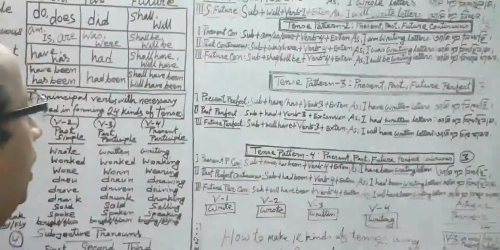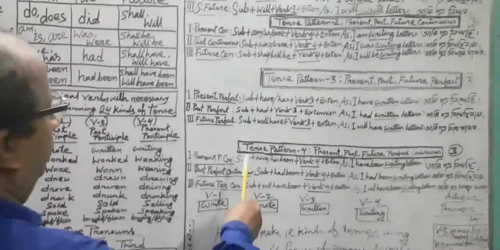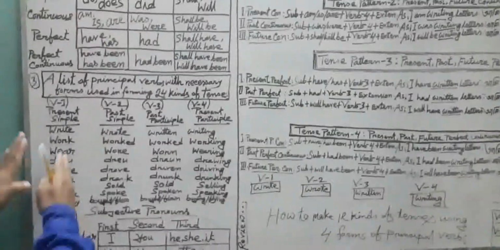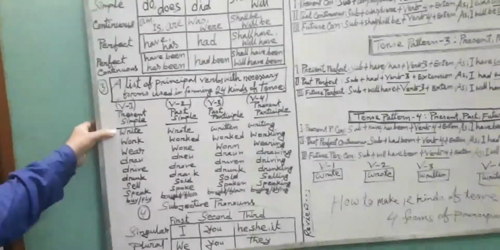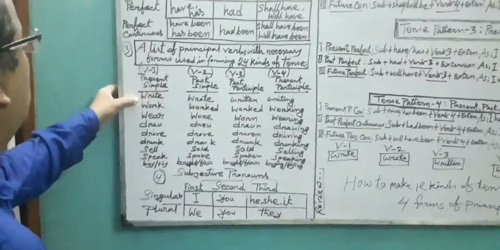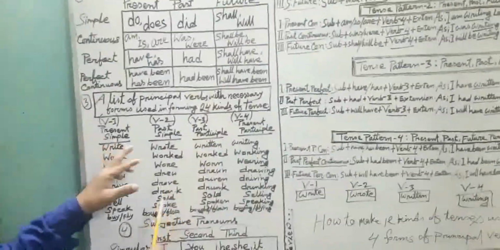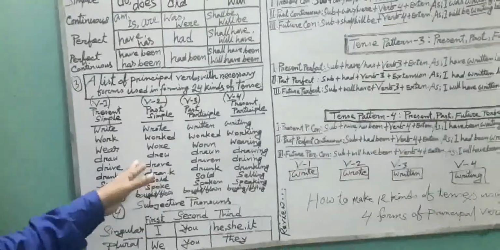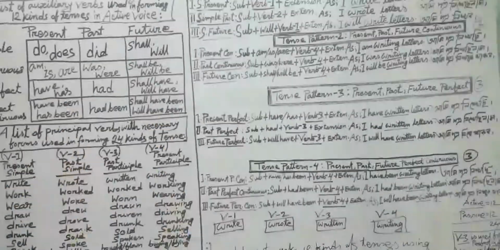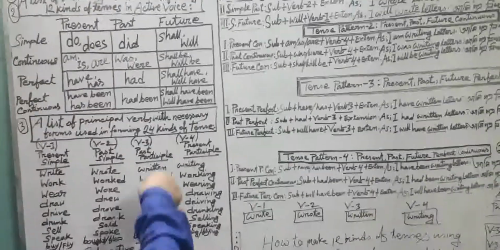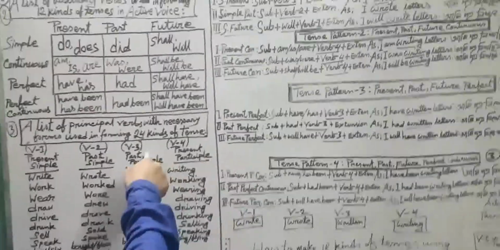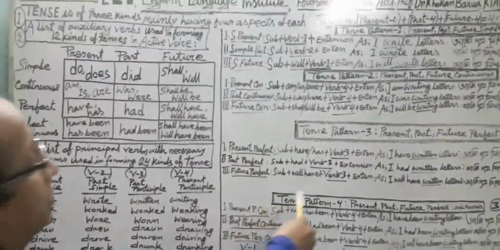Now the last pattern. You see there are 4 lines, 4 forms of verb. We have already used all the 4 forms. Verb 1, present simple, is used for 2 simple tenses: present simple and future simple. And verb 2 is used only for 1 tense, past simple tense. Okay, so we still have 2 lines left. We have used verb 3 for 3 perfect tenses, here you see for 3 perfect.